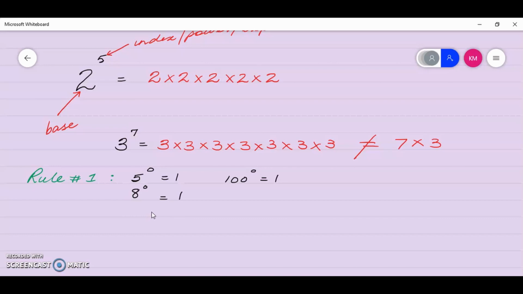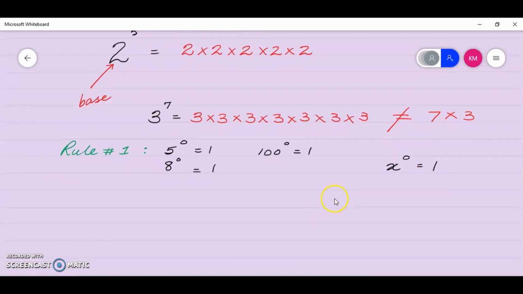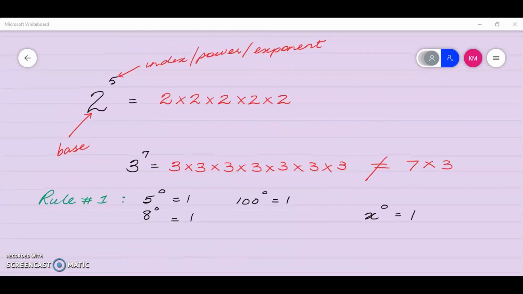And I'm going to write that in a general form. So I'm going to use x as my base, and I am going to say x raised to the power 0 gives 1. And that is our first rule. x representing any number that you put there. Whatever number you put as x, x is your base, and you raise that to the power of 0, you are going to get 1.